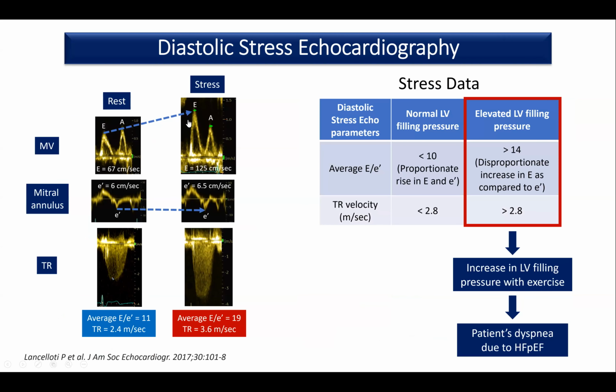So this patient has increase in filling pressure with exercise. You can see the E went up, the E prime did not change, the TR velocity went up. So the E to E prime ratio 11 to 19, TR velocity 2.4 to 3.6. There is increase in LV filling pressure with exercise. This patient's dyspnea is due to heart failure with preserved ejection fraction. Even if you go by guidelines, you see the TR velocity is normal, the E to E prime ratio is normal. The guidelines told us that this patient's filling pressure is normal. But guess what? Yes, it is normal at rest, but as soon as the patient gets up and walks, gets short of breath, and you cannot really tell that by a resting echo.